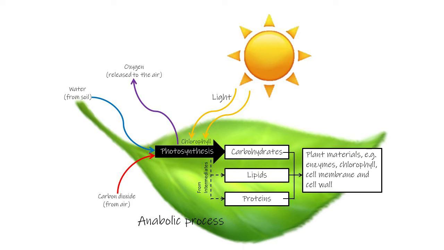Photosynthesis is an anabolic process because it involves the synthesis of complex organic molecules, carbohydrates, from simple molecules, carbon dioxide and water. Proteins and lipids are made from intermediates of photosynthetic reactions. Their production requires minerals absorbed from the soil. From these organic nutrients, plants and algae can make other materials they need.